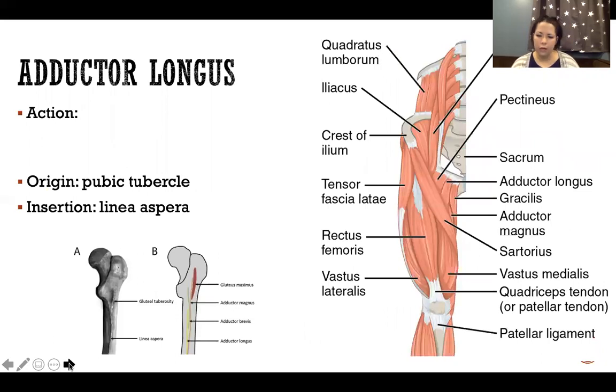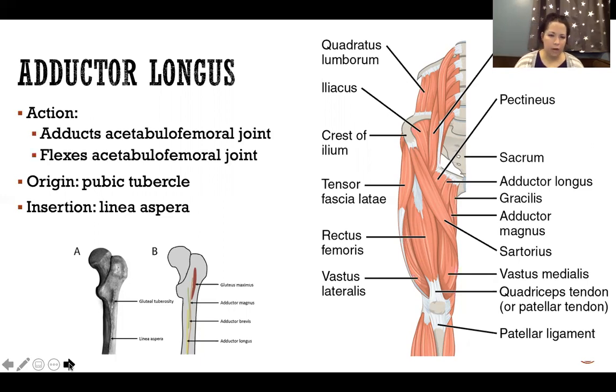Then longus, in this picture is a little bit more obscured, but you can see at its origin up at the pelvis, up at the pubic bone, it is just medial to brevis and pectineus. And of course, its primary action is adduction, but just like with brevis, because it's more on the anterior part of the joint, it will also contribute to flexion.